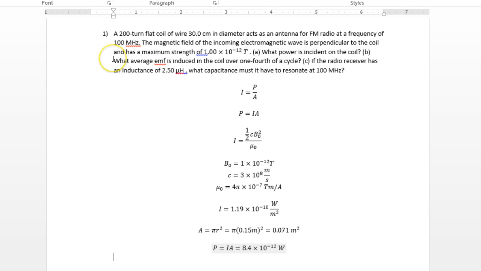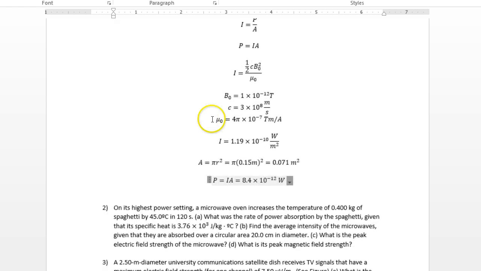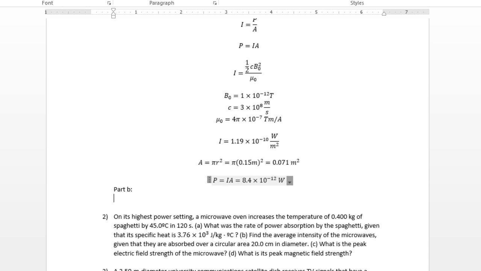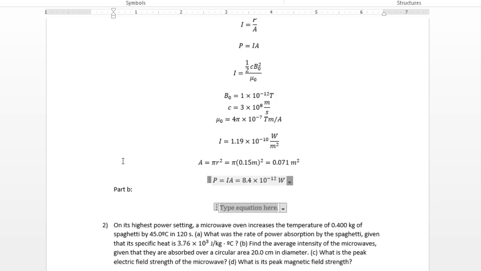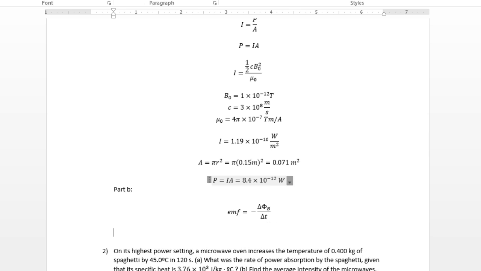Part B, what is the average EMF that's induced in the coil over 1/4 of a cycle? So for part B, you have to remember that your EMF is minus the change in flux over the change in time.